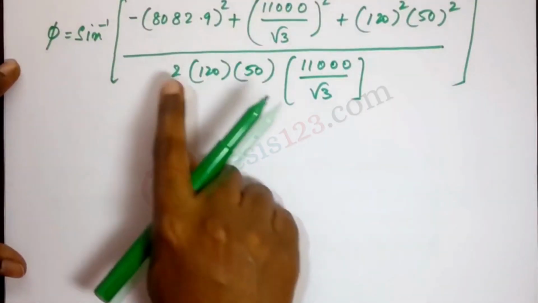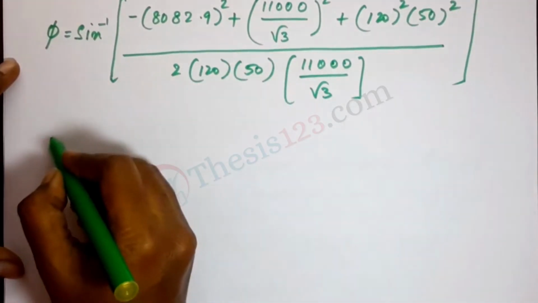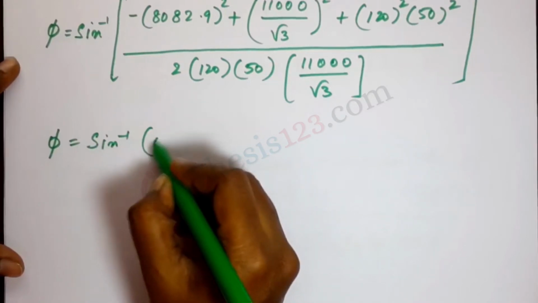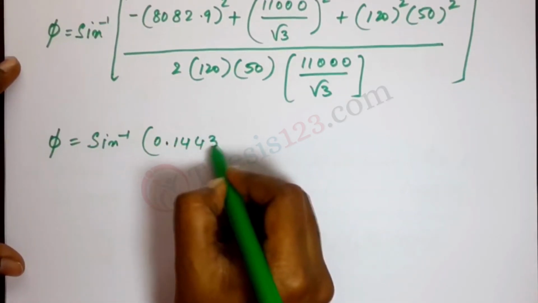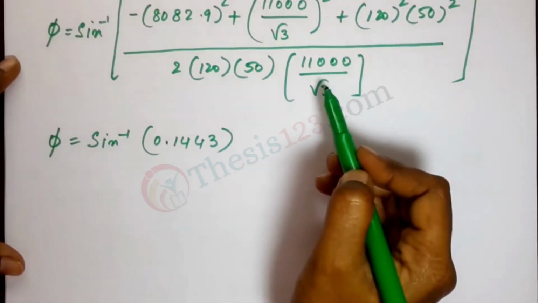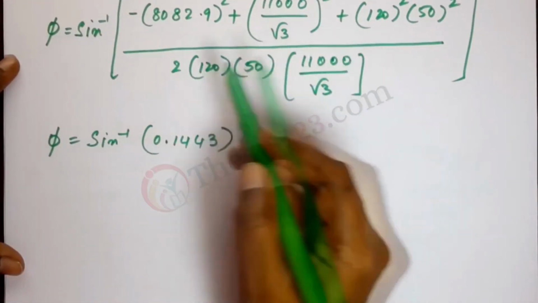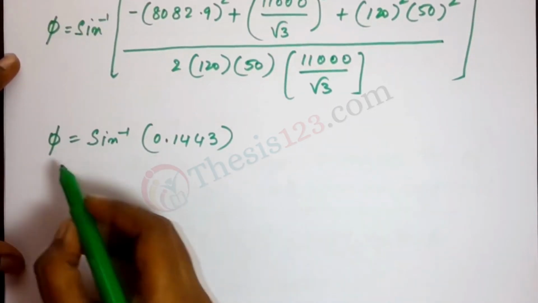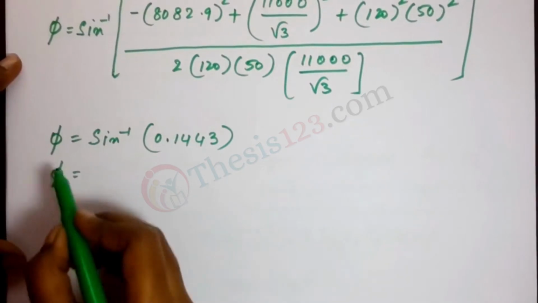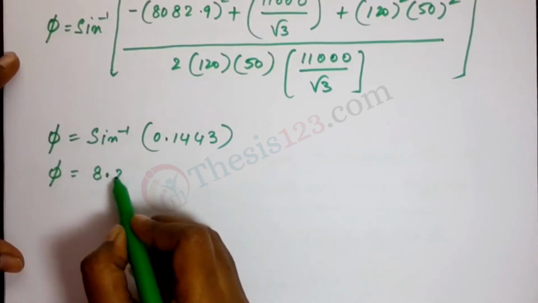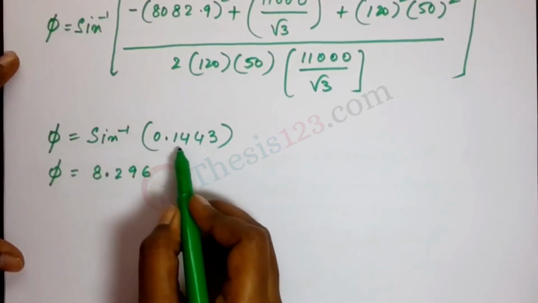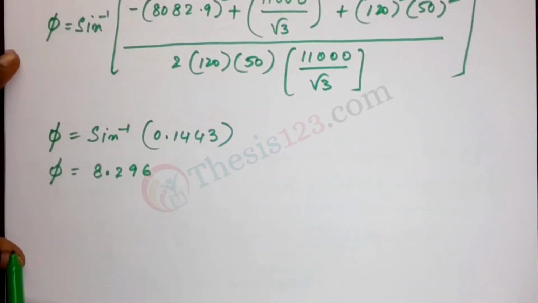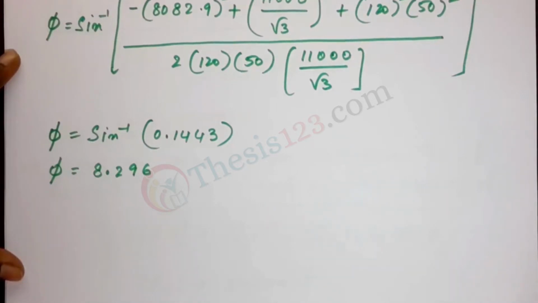Now when you solve this entire portion, you should get a value of sine inverse 0.1443. So you can pause the video, and if you want to solve it, check if your value is 0.1443. So the next part is phi being 8.296, that is, sine inverse of 0.1443 is 8.296. Now this is phi. Alright, so we'll keep this aside.